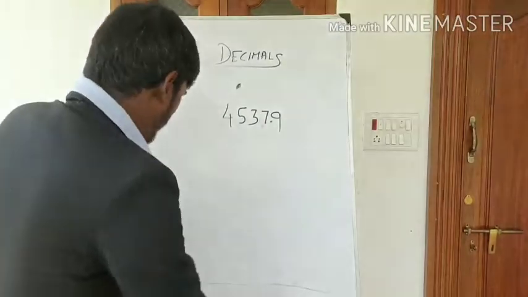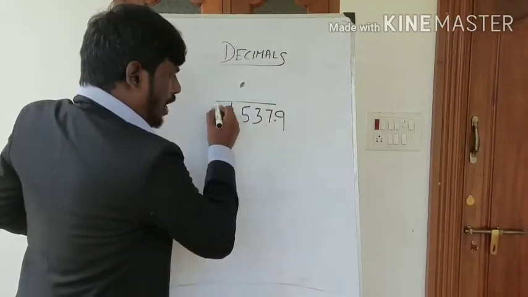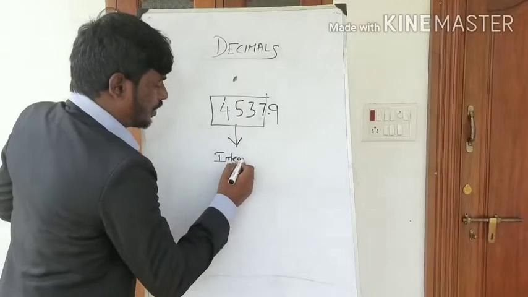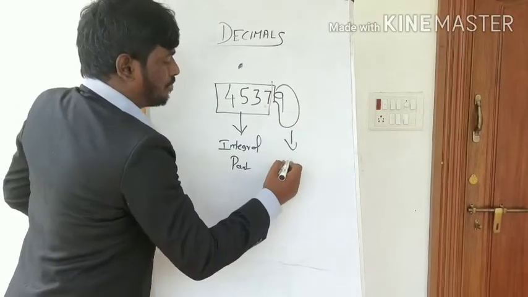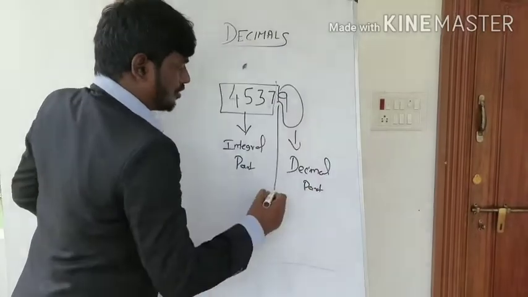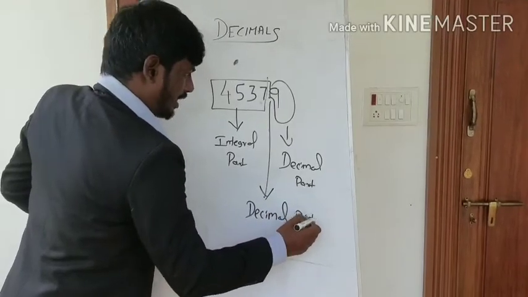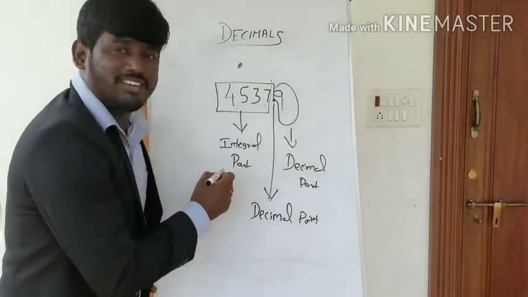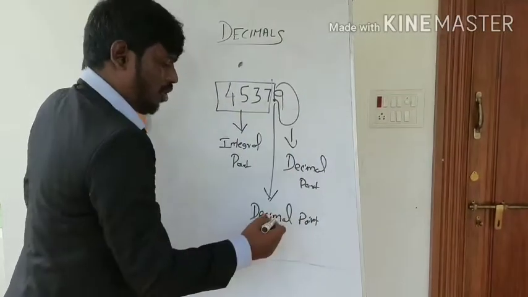You got it? Now say, okay sir, how can we name the parts? The part before the point is called the integral part. The part after the point is called the decimal part. And the point is called the decimal point. Again I will say, there is a point; the numbers before the point we call the integral part, the numbers after the point we call the decimal part, and the point is called the decimal point.